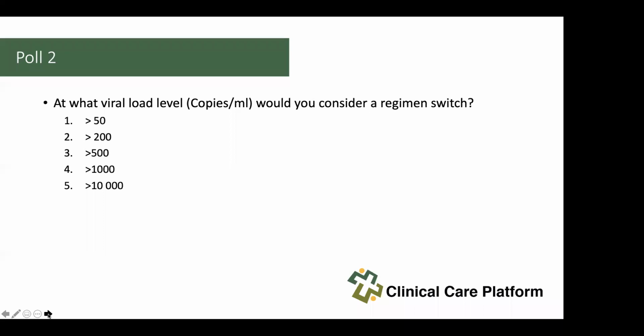All right, so I'm going to stop now in 2 seconds time and just show you your result, that most of you are saying, I will only switch a regimen if the viral load is more than 1,000. And I know we have a lot of government officials, that is what our guidelines say, and we must stick to the guidelines. Others are saying 50, 200, 500, and I see a 10,000 there. So let me not discuss it more than I should.